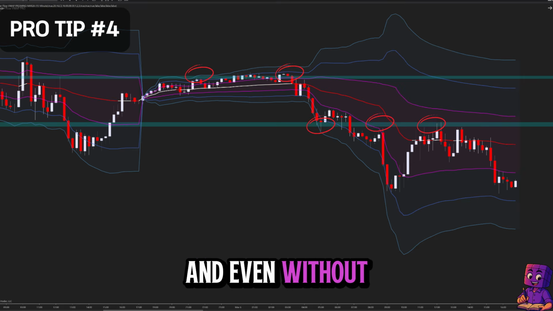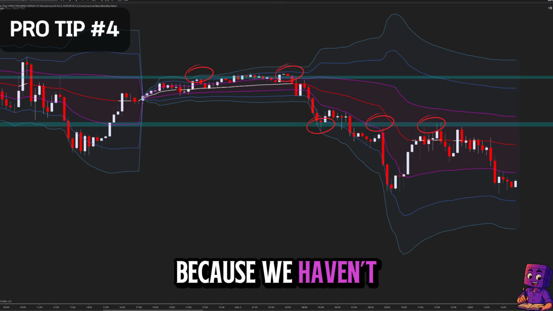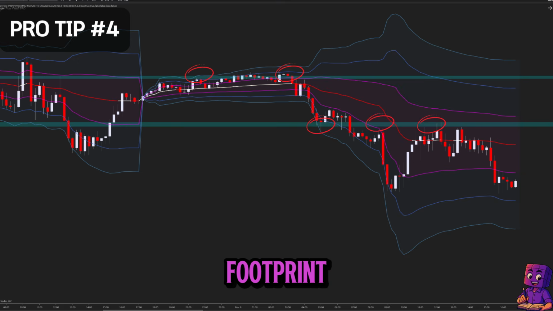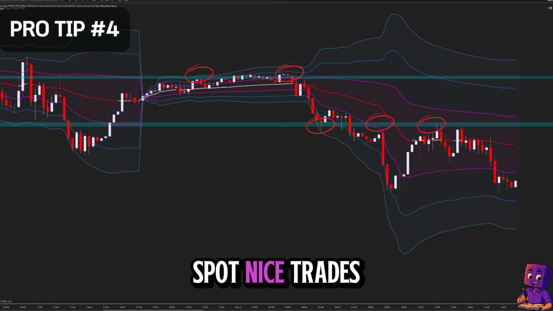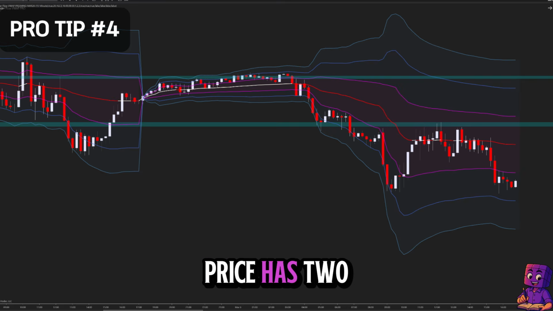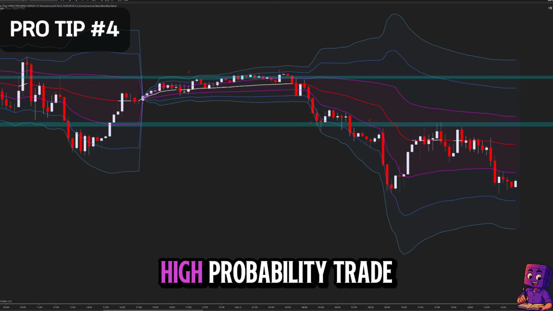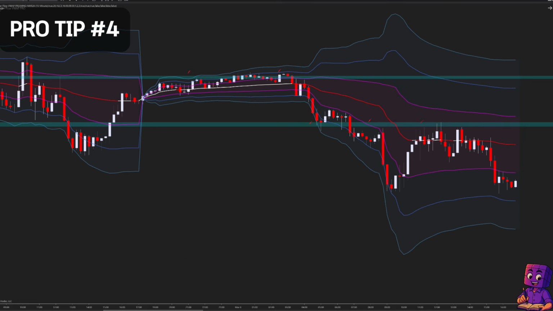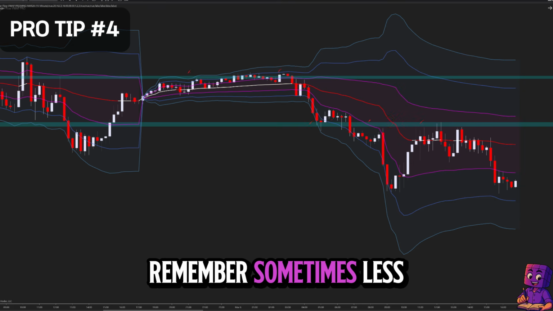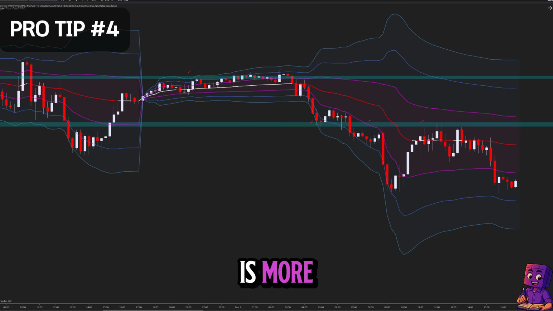And even without seeing the real dominance in the market yet, because we haven't discussed delta and footprint, we can still spot nice trades. Price has 2 reasons to react there. The more reasons you gather to enter, the higher the chances of a high quality, high probability trade. Remember, sometimes less is more.